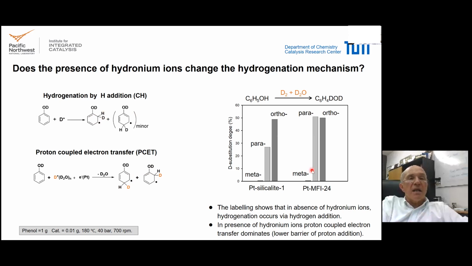And we clearly see that the hydrogen addition dominates in platinum on silicalite, where no hydronium ions are in, or very few hydronium ions are in, and it is completely statistical. And when we have a large concentration of hydronium ions, we can use labeling to show in which direction we can drive that reaction. And the question comes, can I induce that? Is this a peculiarity of the zeolite, or can this be done more generally by changing hydronium ion concentration?